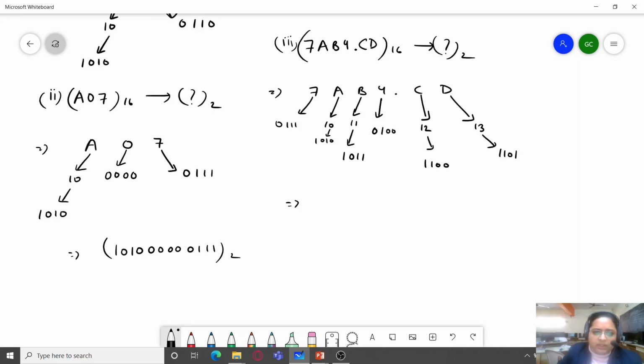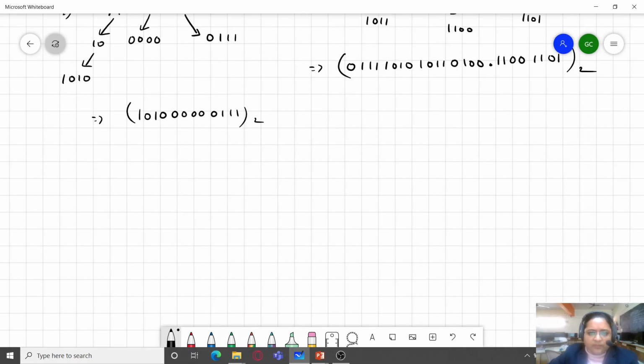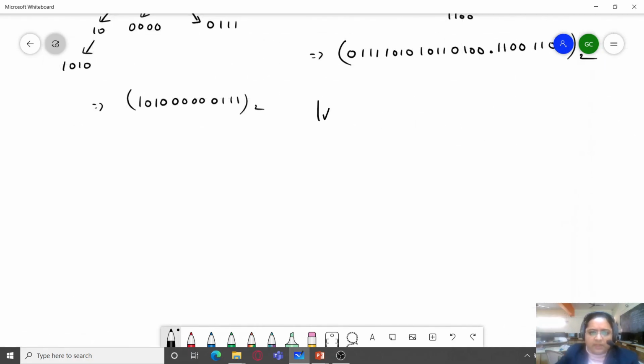Now we write all the digits. After this 0100, we have a decimal point which we will be writing like this, and the remaining bits. So this 0 can be avoided because this is a leading 0 which we can just remove from here. And we have the last example.